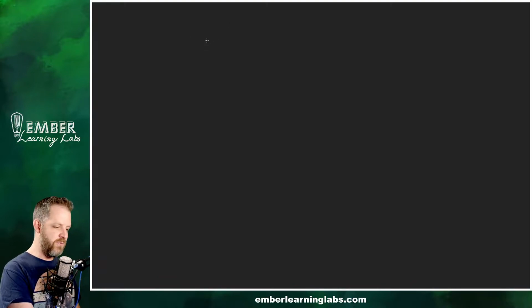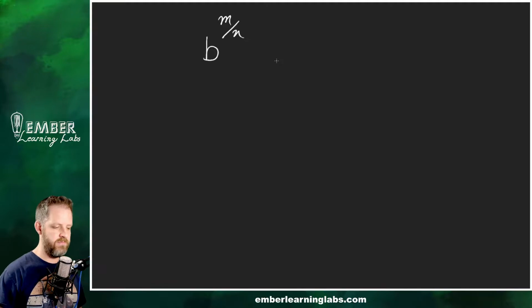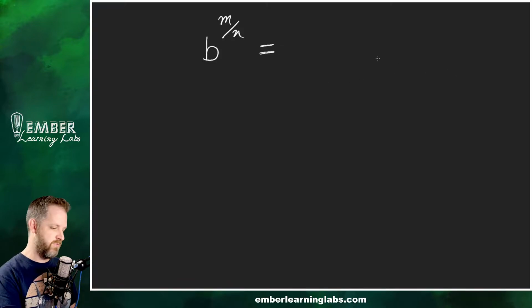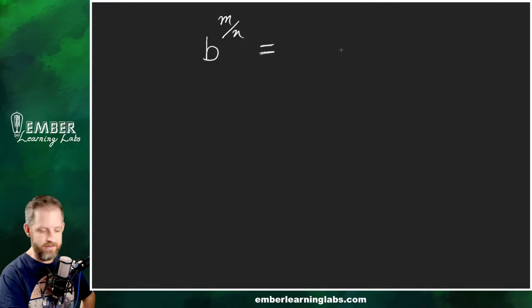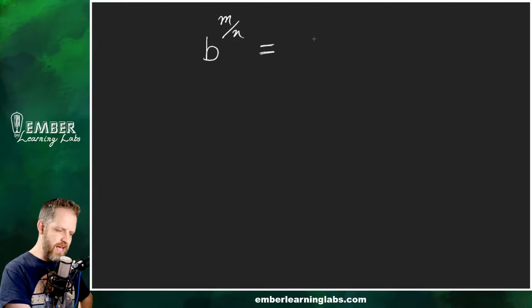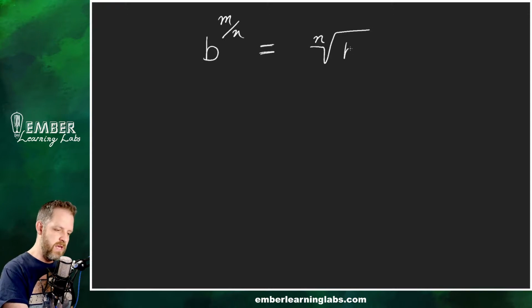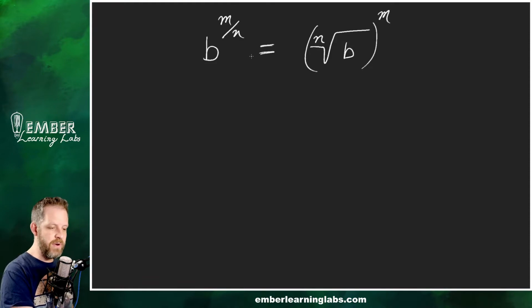So we're going to start by doing some definitional work here. If we have b for base, to the m over n, that equals a radical. We're converting rational exponents to radical form. So things like square root, cube root, fifth root, fourth root, etc. It equals the nth root of b to the m. So the top number is the power. The bottom number is the radical.